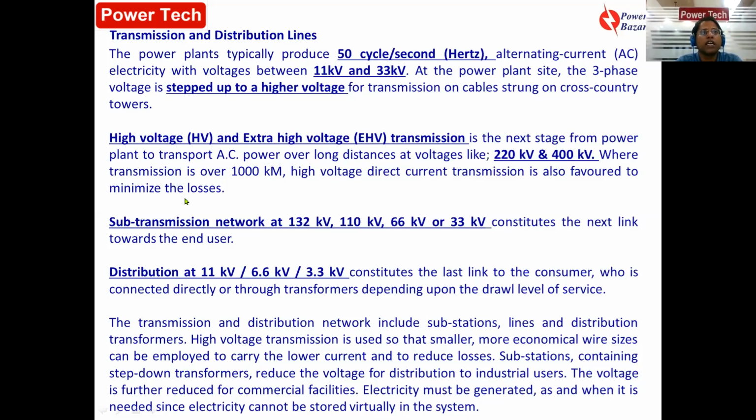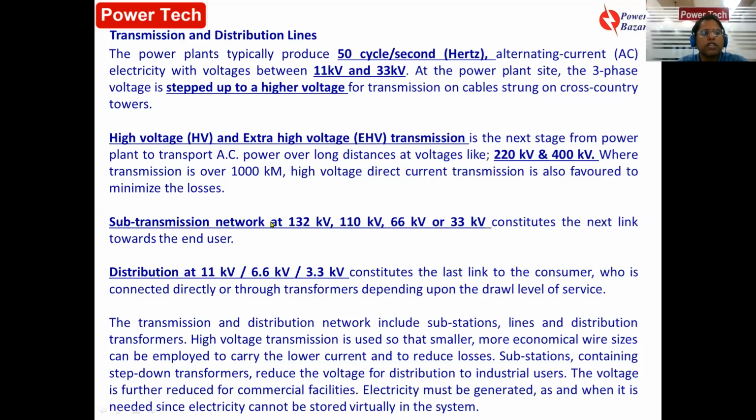a lesser size of conductor. Otherwise, if the voltage is low, you have to use a higher size of conductors or very bulky conductors where resistance might have increased. So due to high voltage transmission, your power loss decreases. To reduce power loss, to have an efficient energy system, we increase the voltage. Also, the voltage drop will be negligible. But if it's a lower voltage transmission, the voltage drop will be there.